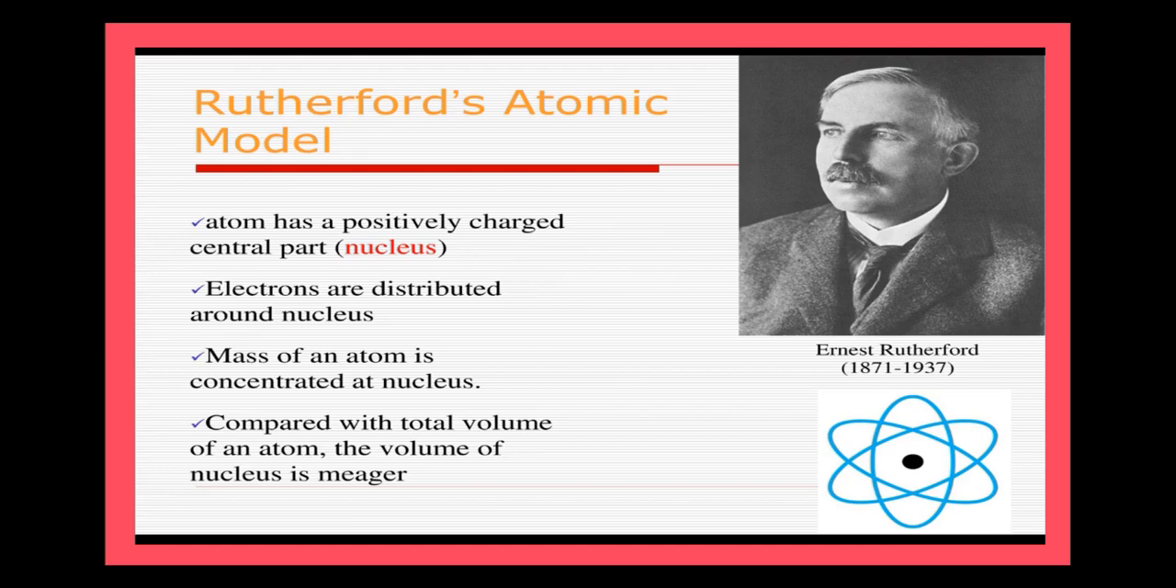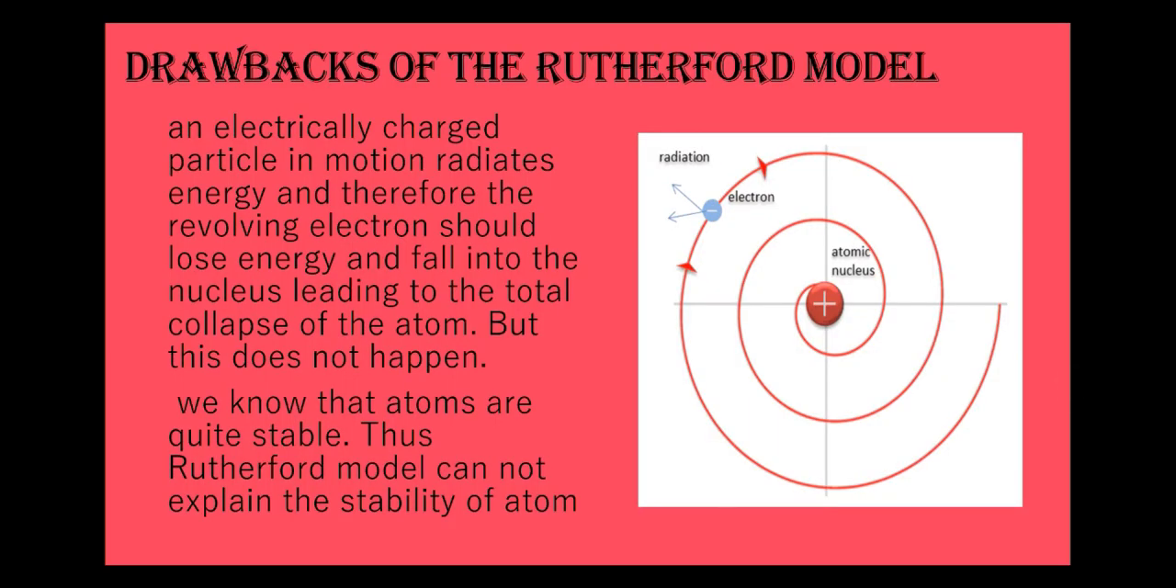Now, with every atomic model there are some drawbacks. The drawback of the Rutherford model was that an electrically charged particle in motion radiates energy, and therefore the revolving electron should lose energy and fall into the nucleus, leading to the total collapse of the atom. But this does not happen. We know that atoms are quite stable. Thus the Rutherford model cannot explain the stability of the atom.